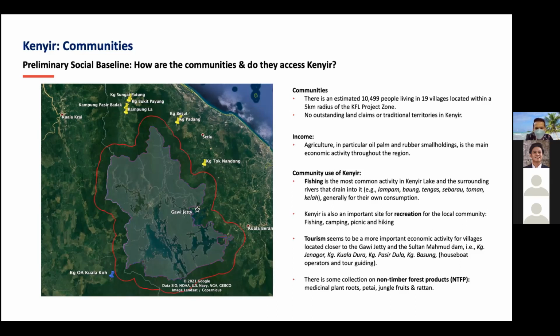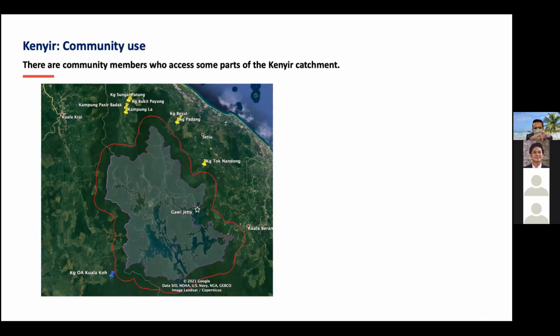Tourism, all right, is an important activity for some of the villages, but not all. Only those who are closer to Gawi Jetty, near the dam, mainly houseboat operators and tour guiding. And there is some collection of non-timber forest product by local communities, mainly medicinal plant roots, petai, jungle fruit, rattan. So indeed there is some active use of the area. Okay, we need to take that into consideration when we design the project.